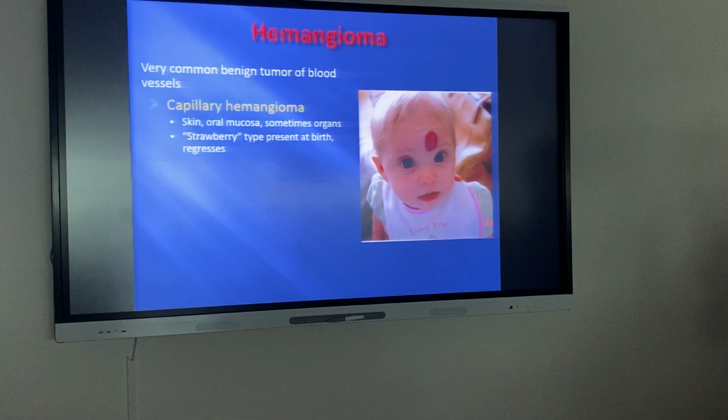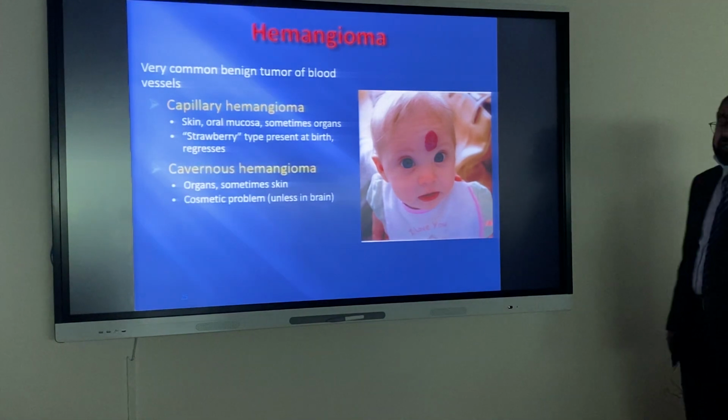Usually they regress when the child grows up. So slowly and gradually they shrink down, and a time comes that they vanish away. Okay. The other one is cavernous hemangioma.